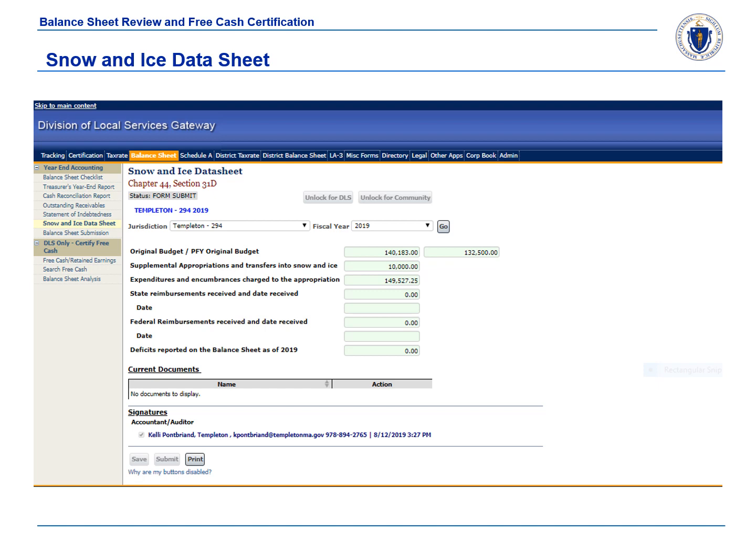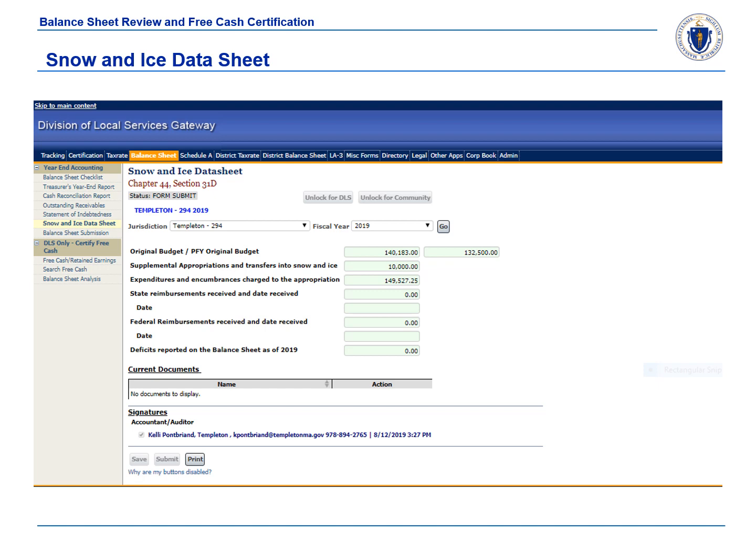The snow and ice data sheet is located in the balance sheet module in Gateway. It must be completed and submitted there. This form is completed by the accountant or auditor. It is used to determine whether a city or town's snow and ice deficit is legal or illegal and deducted from the free cash calculation.